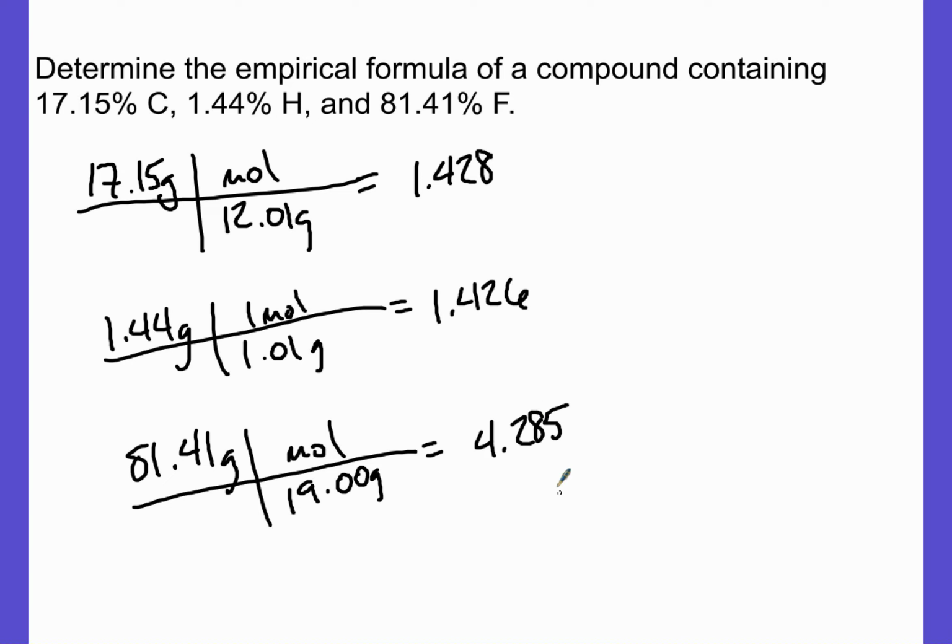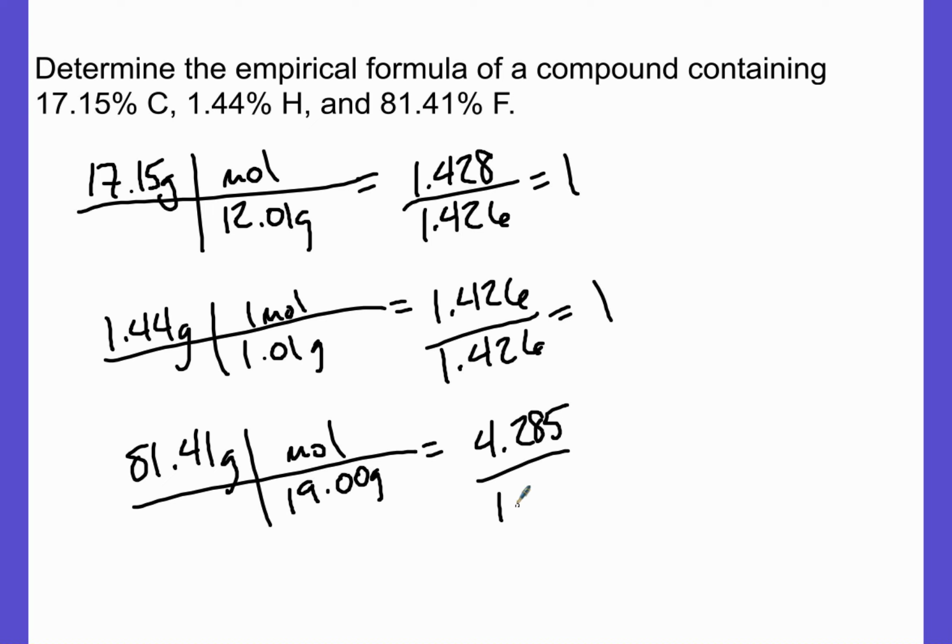Again, these all look like ugly numbers. Two of them are very similar. It turns out when I take 1.428 and divide it by 1.426, it comes very, very close to 1, and I'm just going to assume it's a 1. I'm supposed to get whole number answers, so when it's really, really close to something, you just go ahead and write that. This is also going to be a 1, but this, when I divide, is very, very close to a 3. So 1, 1, 3 is my whole number ratio, so I just write a formula.